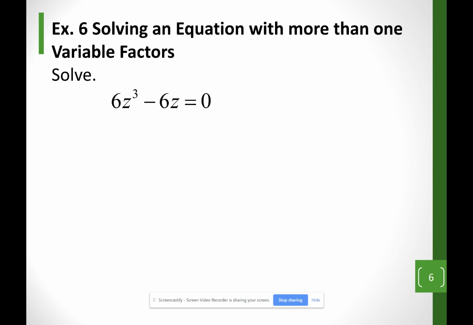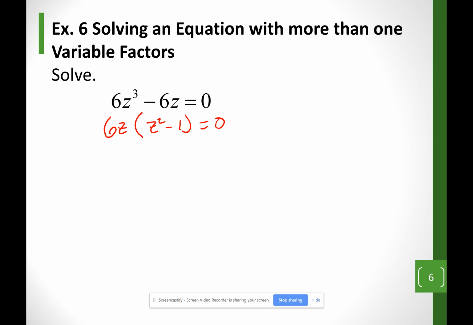Looking at this one, let me factor the greatest common factor to begin with. I'm going to factor a 6z out. So inside my parentheses, I will have z squared minus 1, and all of this is equal to 0. I just factored a greatest common factor as a binomial.